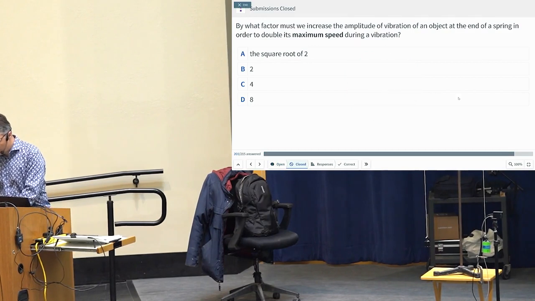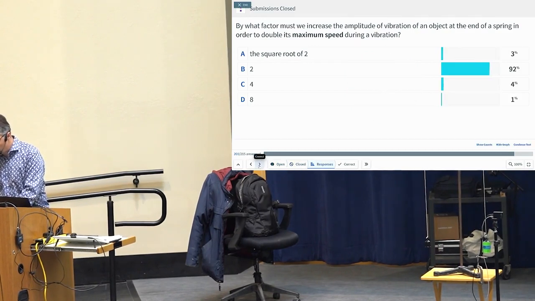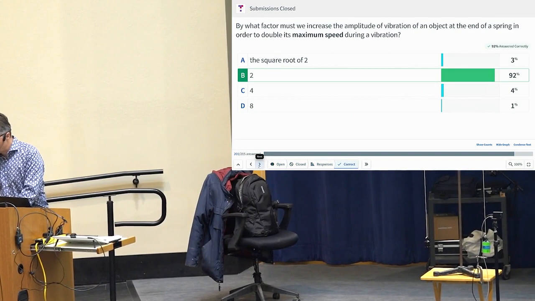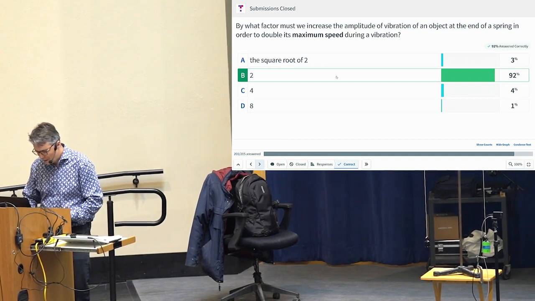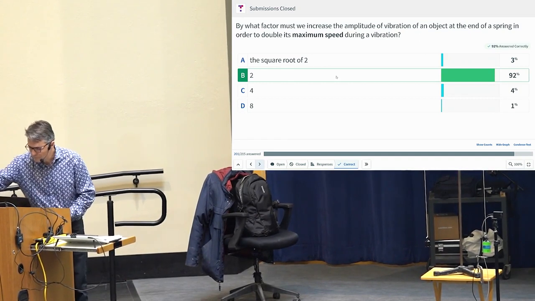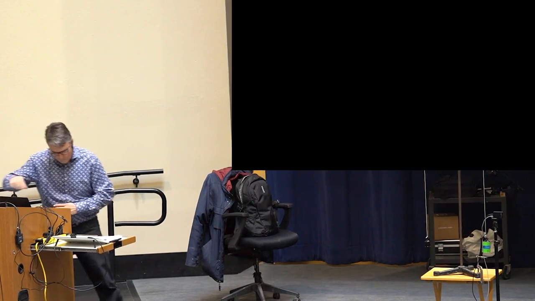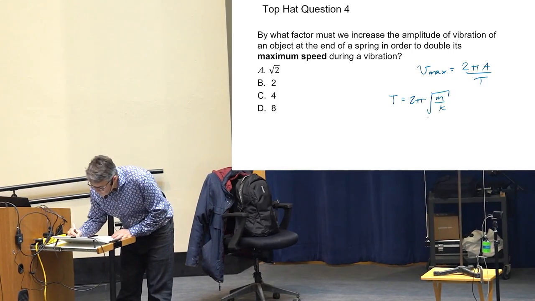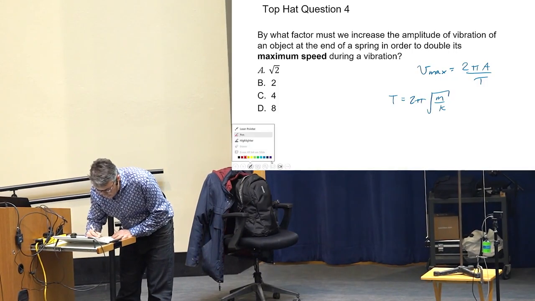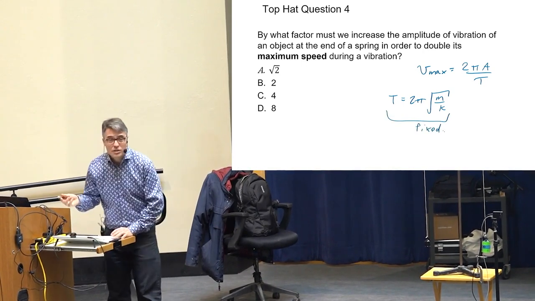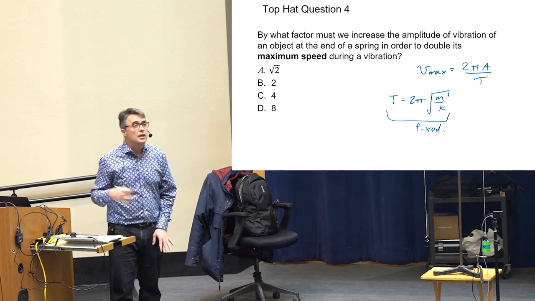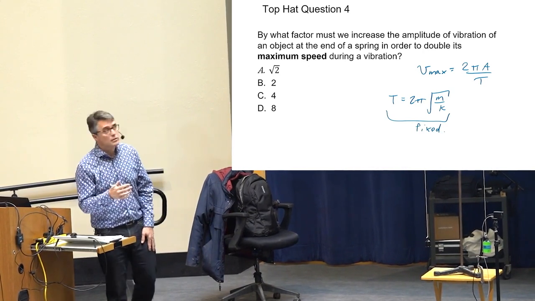Okay, survey says it increases by 2, right, because it's proportional. The Vmax is 2 pi A over T, and that T is constant, right? This is fixed by the properties of the system. Assuming it doesn't change mass or spring constant, you're not changing T. You're just doubling A, you're going to double Vmax.